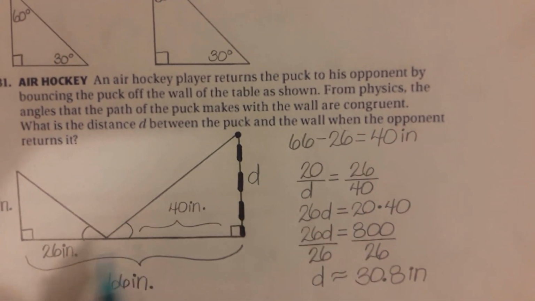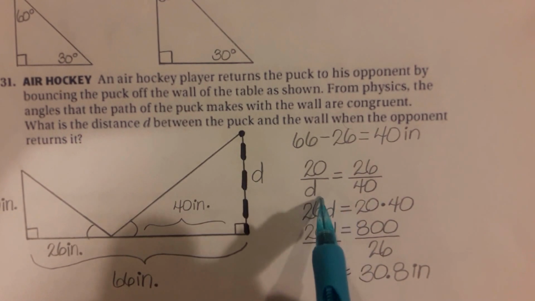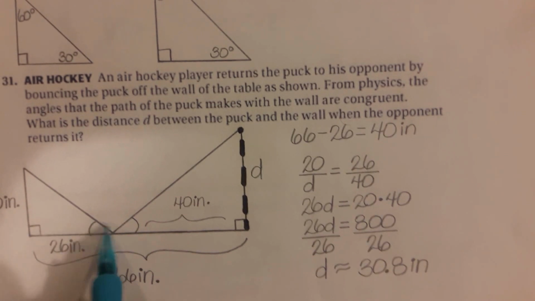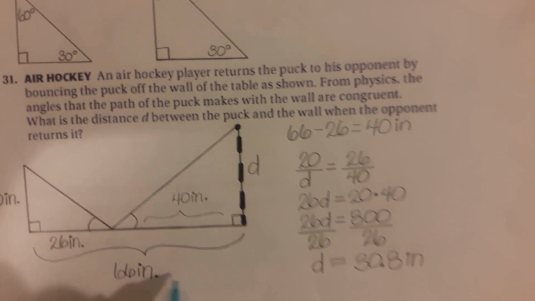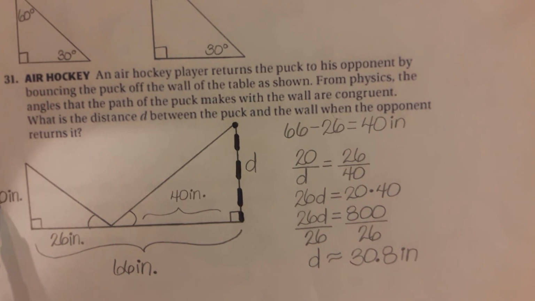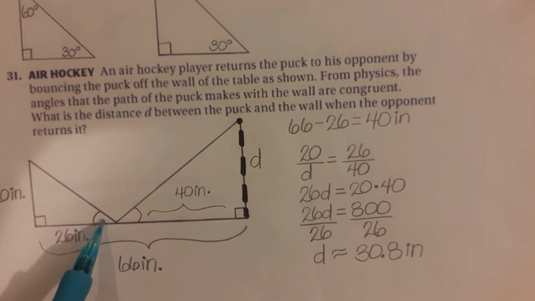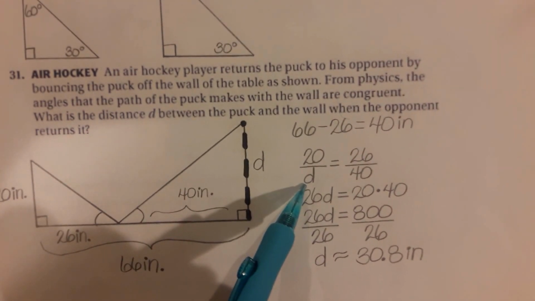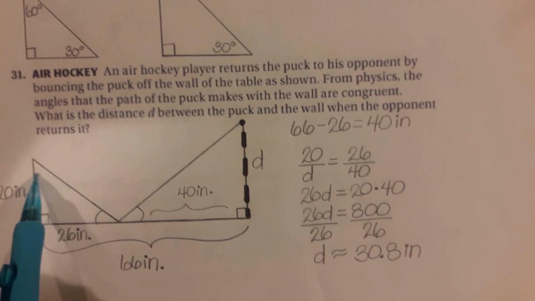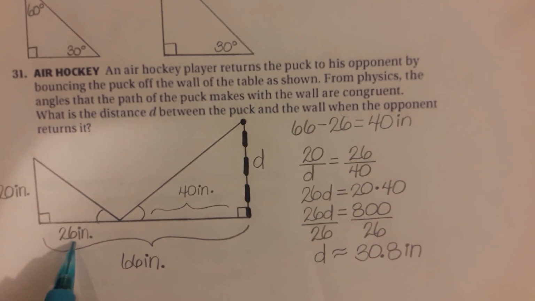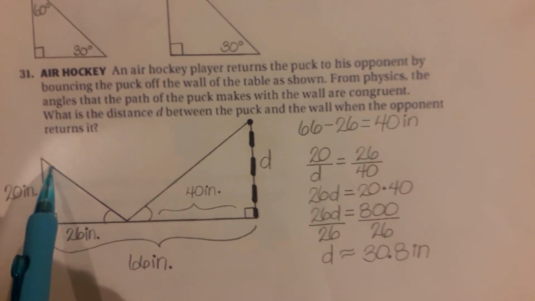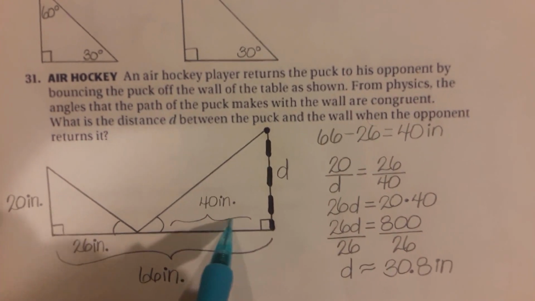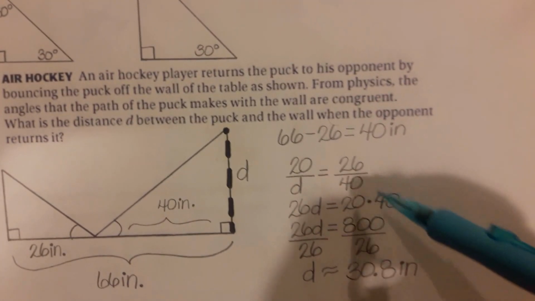So I have 20 divided by my distance, okay, equals, and then you have to pay attention to how the angles are arranged to see what sides correspond with each other. If you notice that this side is opposite of this angle, and this side is opposite of this angle, so I know to put 20 over d. Okay? I know that the empty angle is opposite of this side, and this empty angle is opposite of this side. So I know to say 26 over 40.